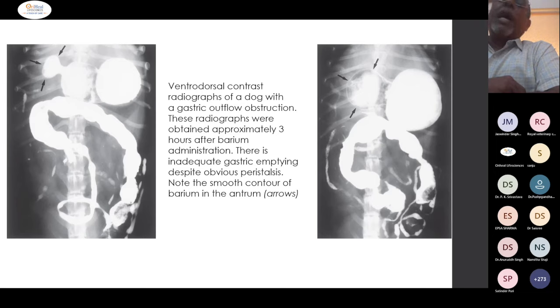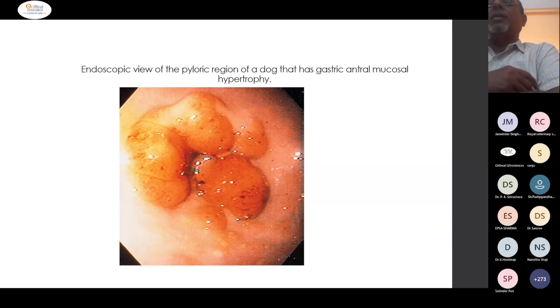You can see in this picture, after 3 hours of barium, most of the barium has gone out of the stomach into the distal intestines, but there is still a lot left in the stomach. That means there is good peristaltic action, but the stomach is still not completely evacuated. So outflow obstruction is evident from this ventrodorsal contrast radiograph. This is an endoscopic view of the pylorus, which is highly diagnostic. Once you do an ultrasound, you see thickening of the pylorus and a gas-filled stomach with fluid and thickened wall. All these things are highly suggestive, and once you do an endoscope, it is highly diagnostic.